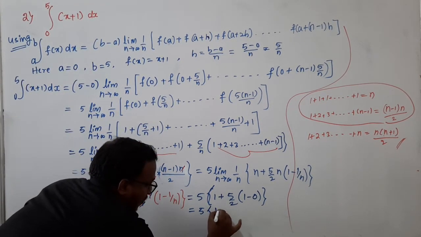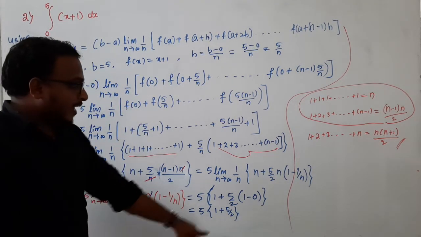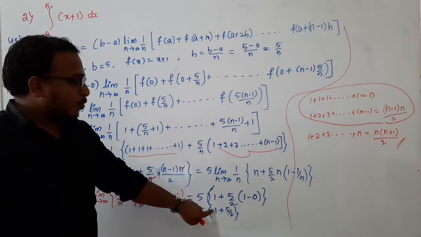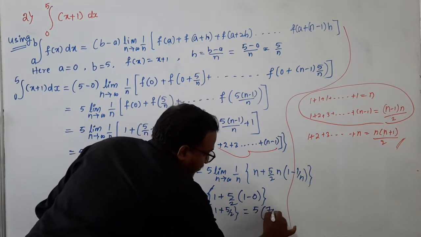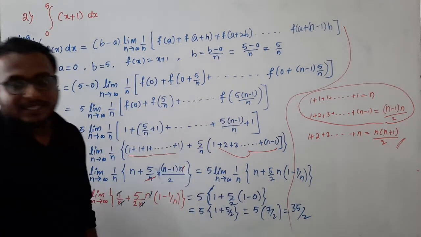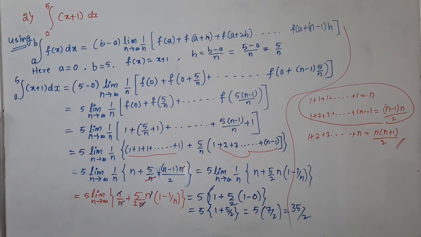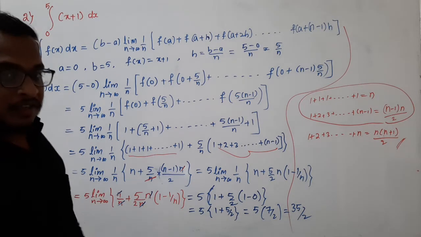Now 5 into (1 plus 5 by 2), then take LCM as 2, 2 plus 5 is 7. 5 into 7 by 2 which is equal to 35 by 2. Okay, pause the video and note it on the solution.